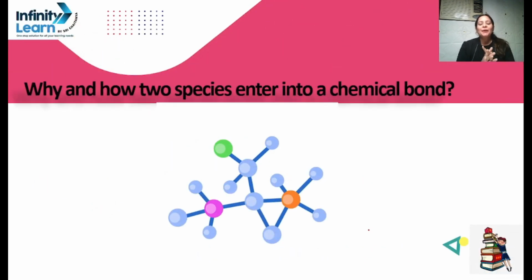So today the topic that we are going to discuss is very important, and it will let you know why and how two species enter into a chemical bond. I hope you all want to know about it. You know that a covalent bond is formed by mutual sharing of electrons. We all know this, right? But why exactly do the species enter into chemical bond formation? Particularly, how does this bond formation occur and what is the necessity for it?